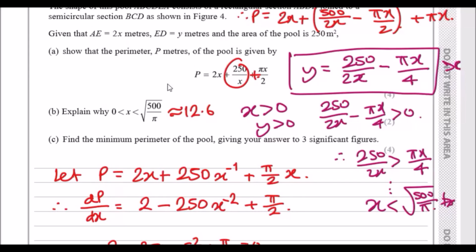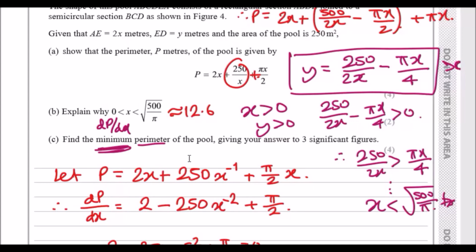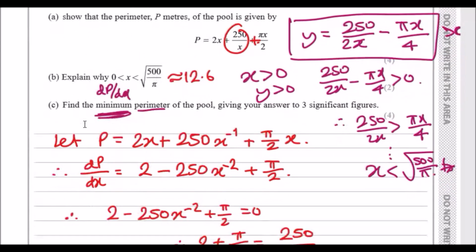So let's focus on the main part, part C, yeah? Find the minimum perimeter of the pool, giving your answer to 3 significant figures. Okay, so minimum, always spot this keyword. This literally means to differentiate, always, yeah? So in this case, dP over dx, because we're working with perimeter. Always do this, yeah? Always differentiate. The reason why is because when you differentiate, you find the turning point or the gradient, and that value pretty much optimises your value.